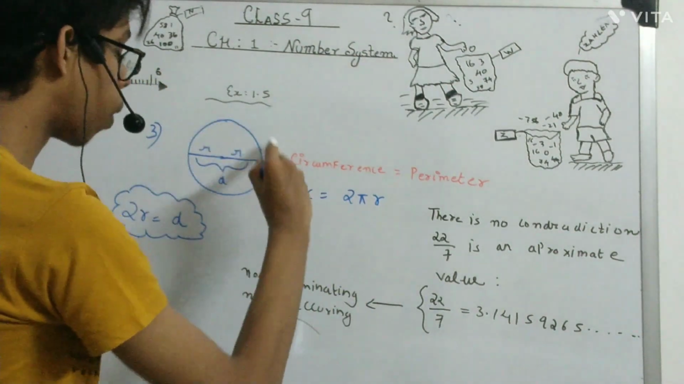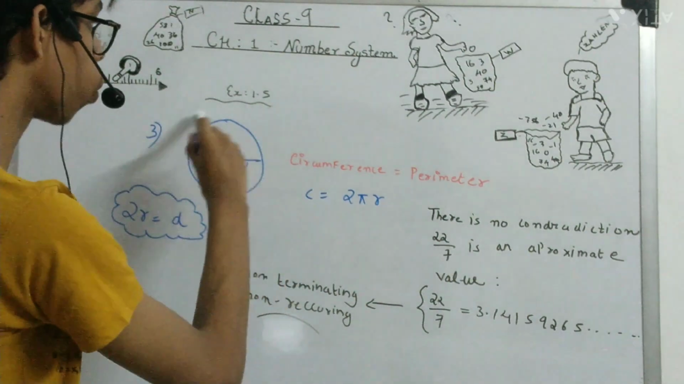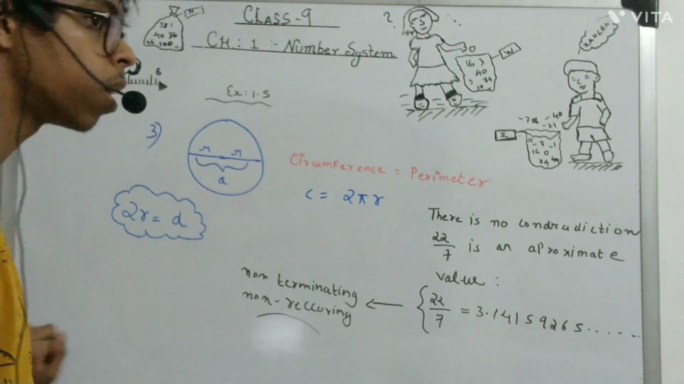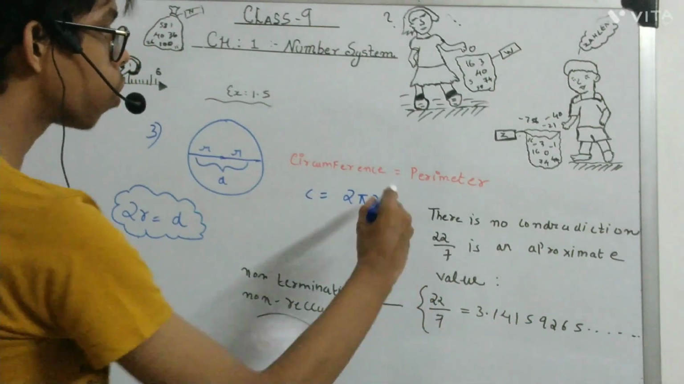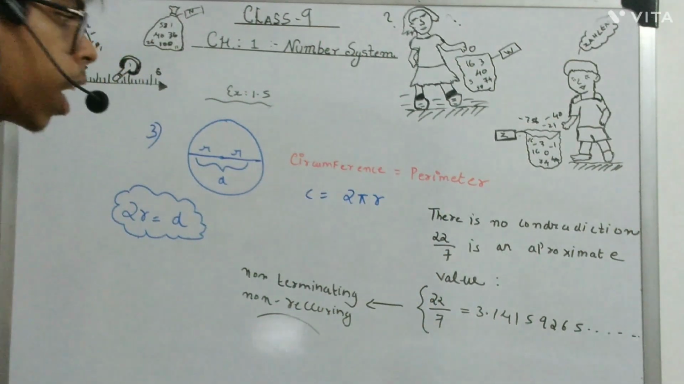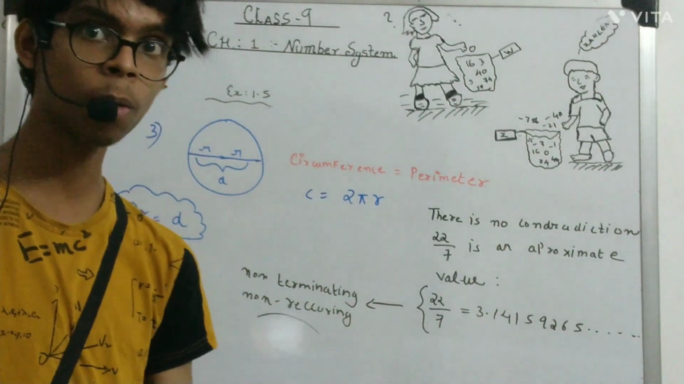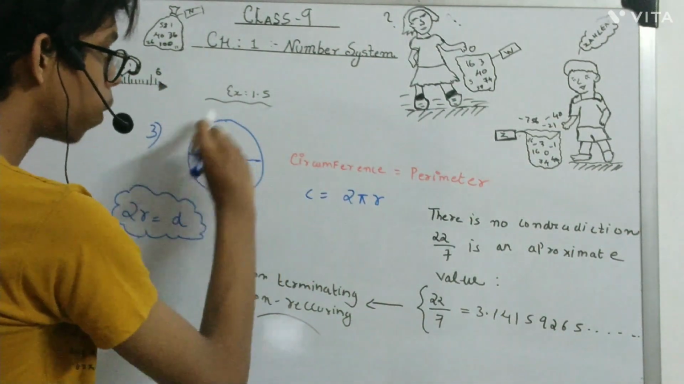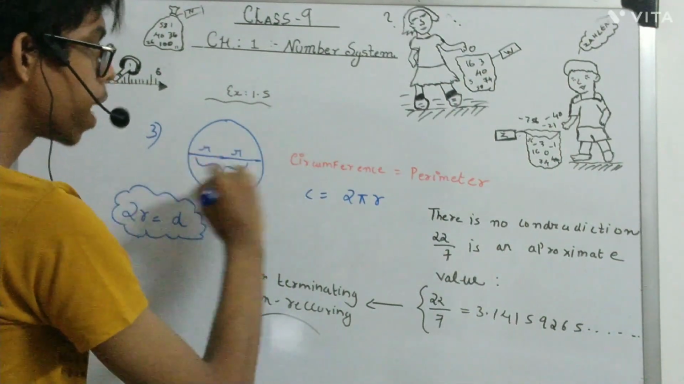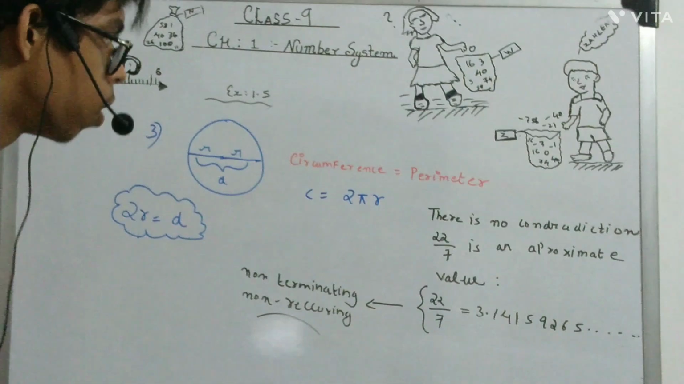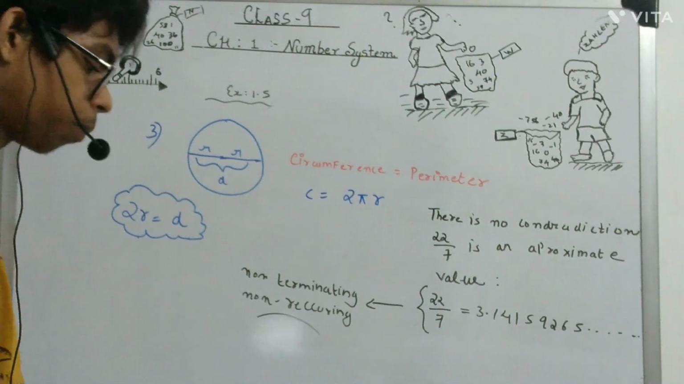Circumference means the boundary of the circle. The total measure of the boundary of the circle is called the circumference. Another word that we use for the circumference is perimeter. In class 8 you have learned about perimeter and area. Perimeter means the boundary, area means the inside region. Perimeter is the outside measure of the circle. So I hope I am clear.